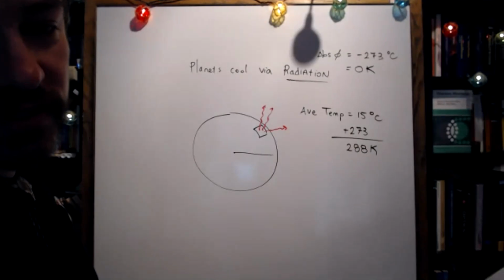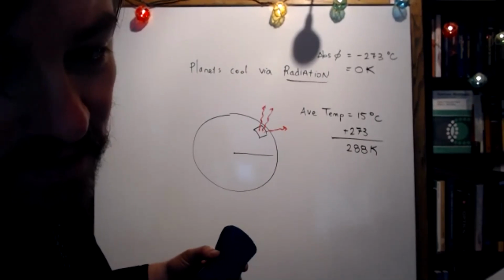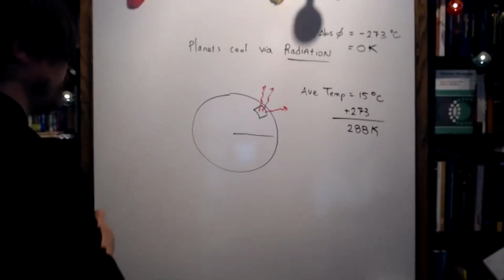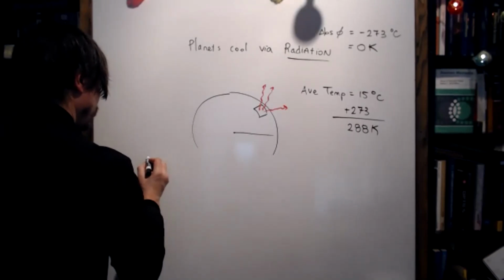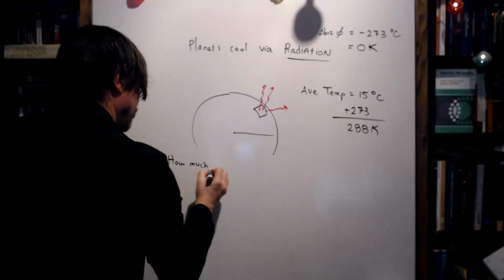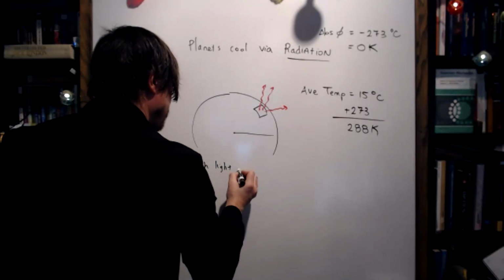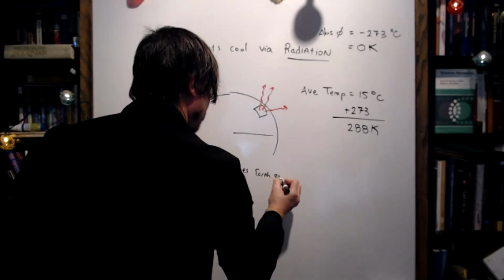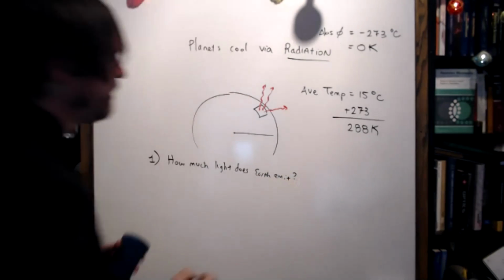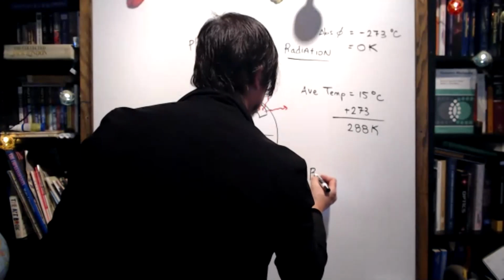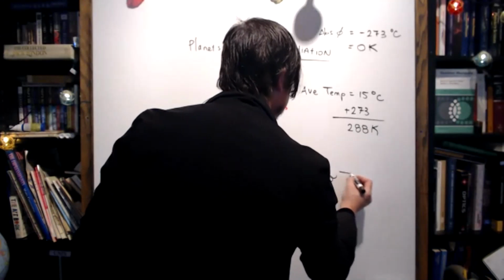We want to ask two questions. How much light does Earth give off? And what's the peak wavelength? So let's try to do those questions here. Question one: how much light does Earth emit? How many watts per square meter? And we'll answer that question with the Stefan-Boltzmann law.